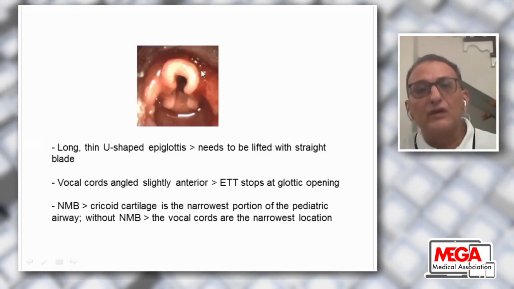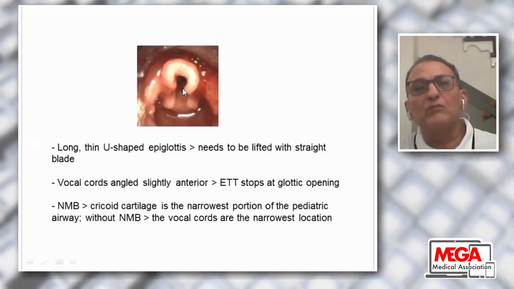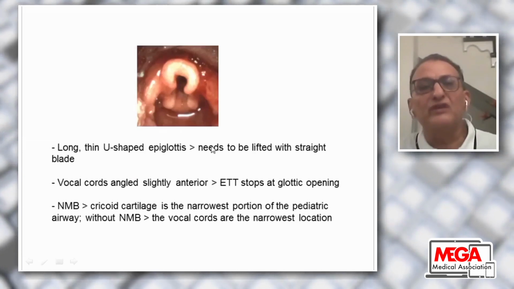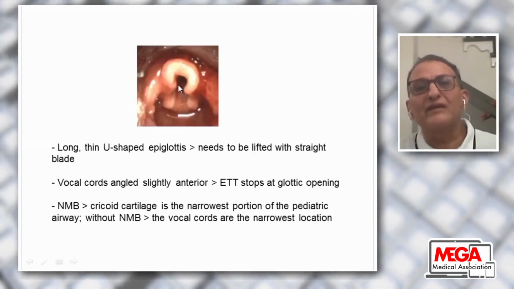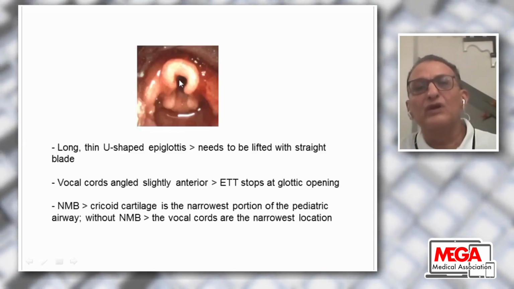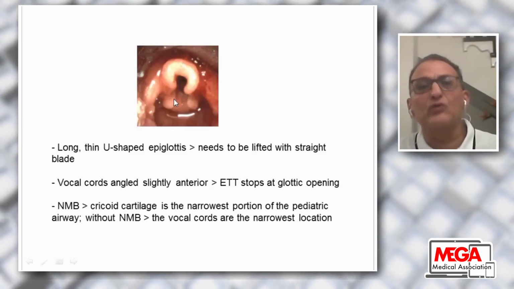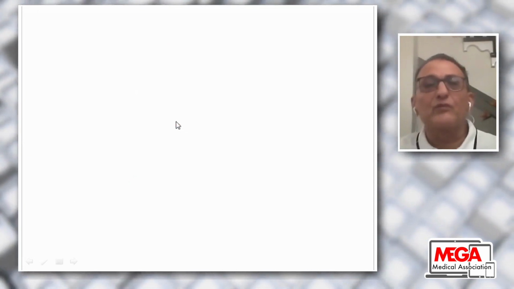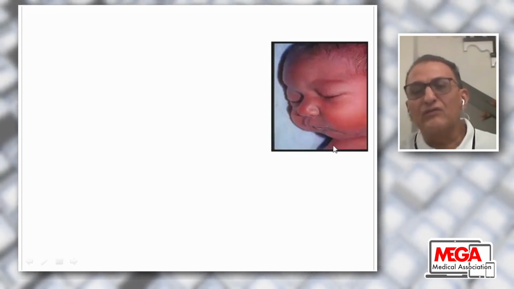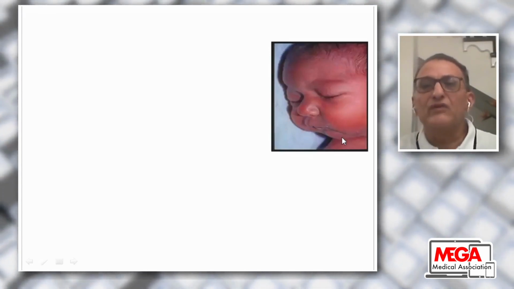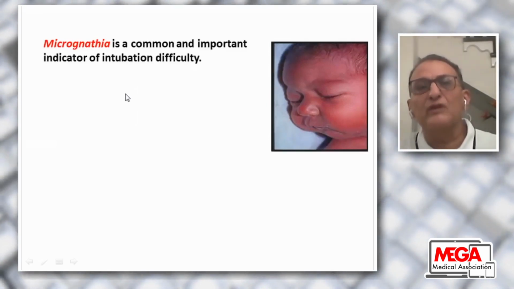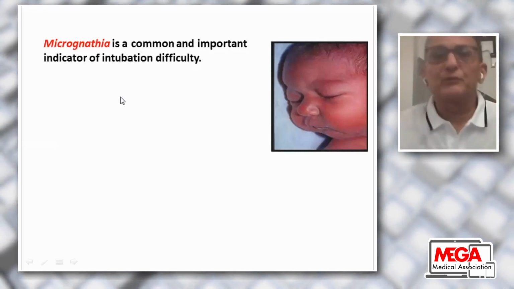The epiglottis is omega-shaped and thin, and you cannot easily lift it up with the straight blades, which are commonly used in neonates. The vocal cords are slightly angled anteriorly, so most of the tubes come and hit the anterior wall of the larynx. So you need to tilt the tube to the left or make a little bit of flexion. You have to examine the lateral view of the mandible to see if there is micrognathia, which is a very important and common indicator of difficult intubation of the trachea.